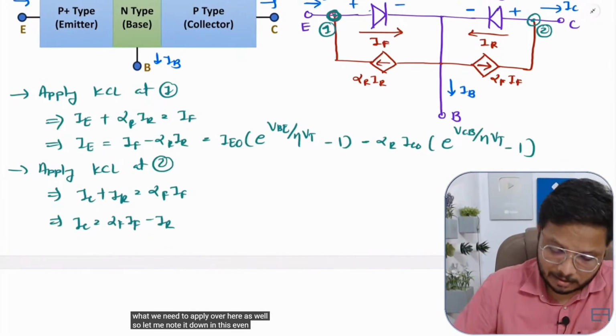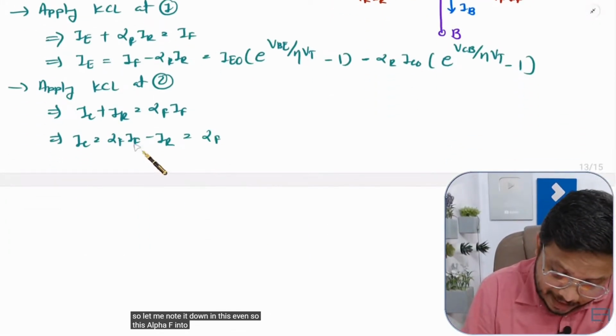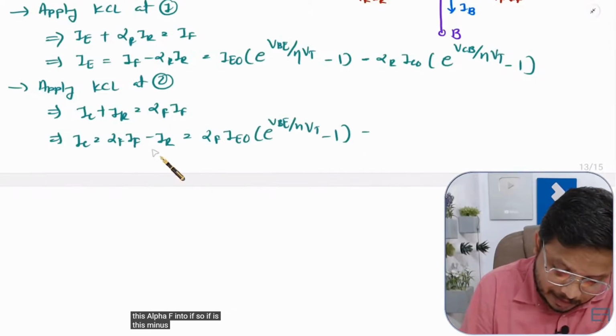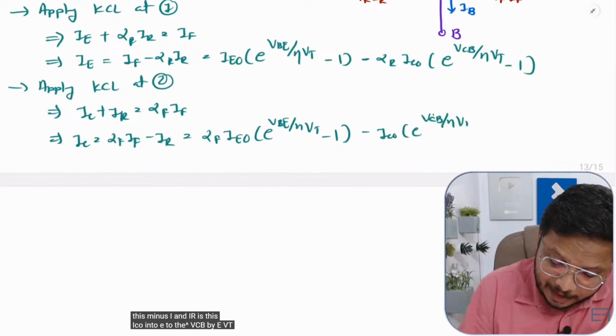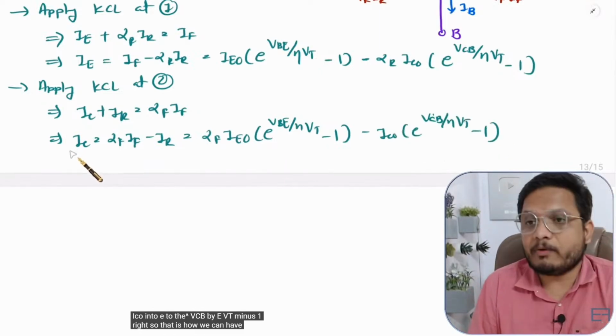So let me note it down in this equation too. So this is alpha F into IF. IF is this, minus IR, and IR is this: ICO times e to the power VCB by eta Vt, minus 1, right? So that is how we can have the equations of current.